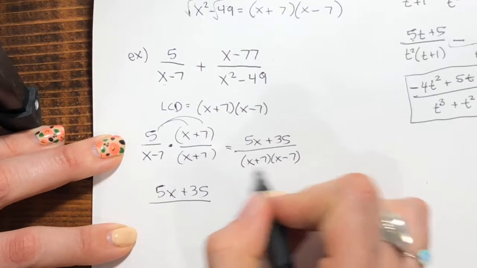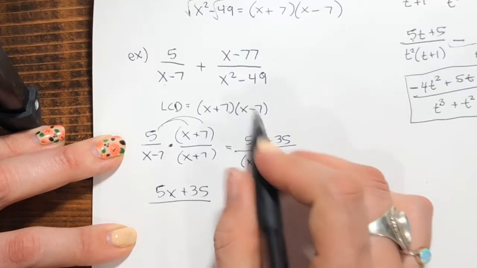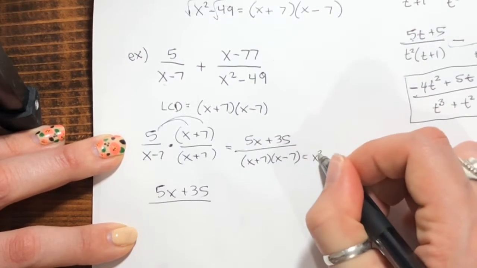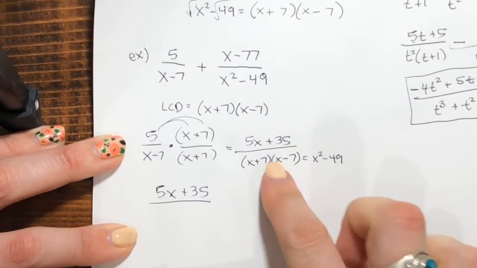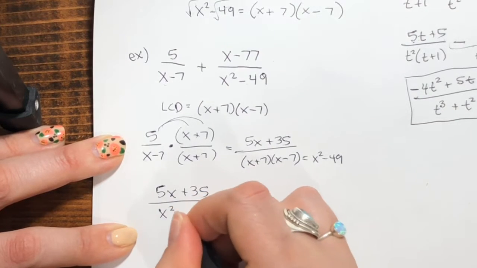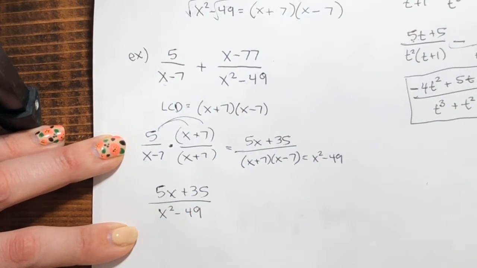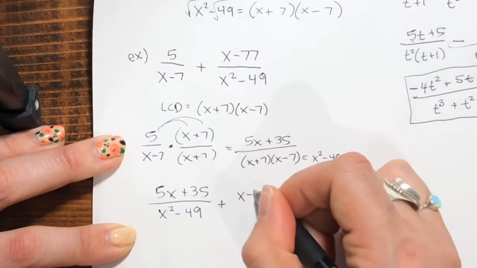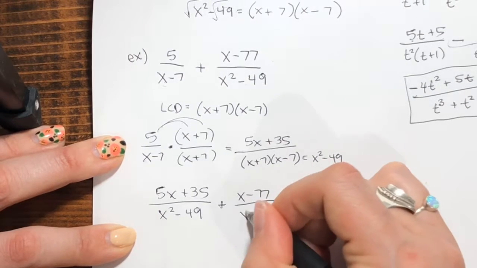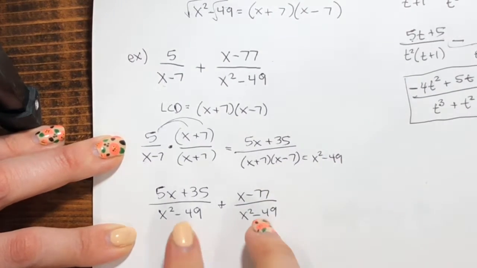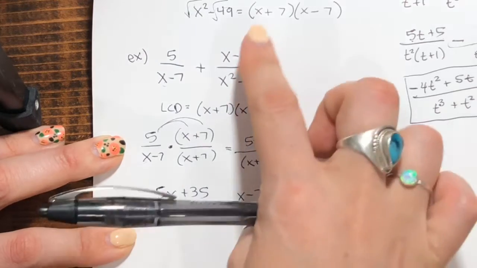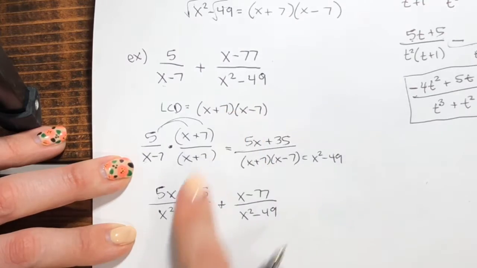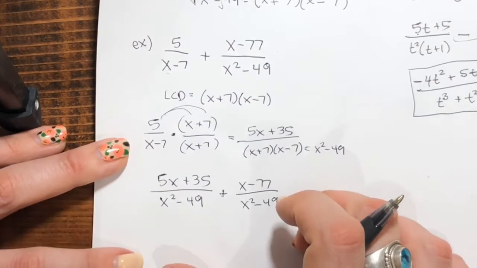And you can write your LCD in this format, the factored form, or if you want to write it in this expanded form, you can as well, because remember, this equals x squared minus 49. These are the same thing. So I'm actually going to write it as x squared minus 49, just to make it look a little bit prettier. And then it matches the x minus 7 over x squared minus 49. So we have that common denominator now. So we actually didn't even need to change the second fraction at all. We just needed to change the first one to get it to have that x squared minus 49. So it's kind of nice actually.